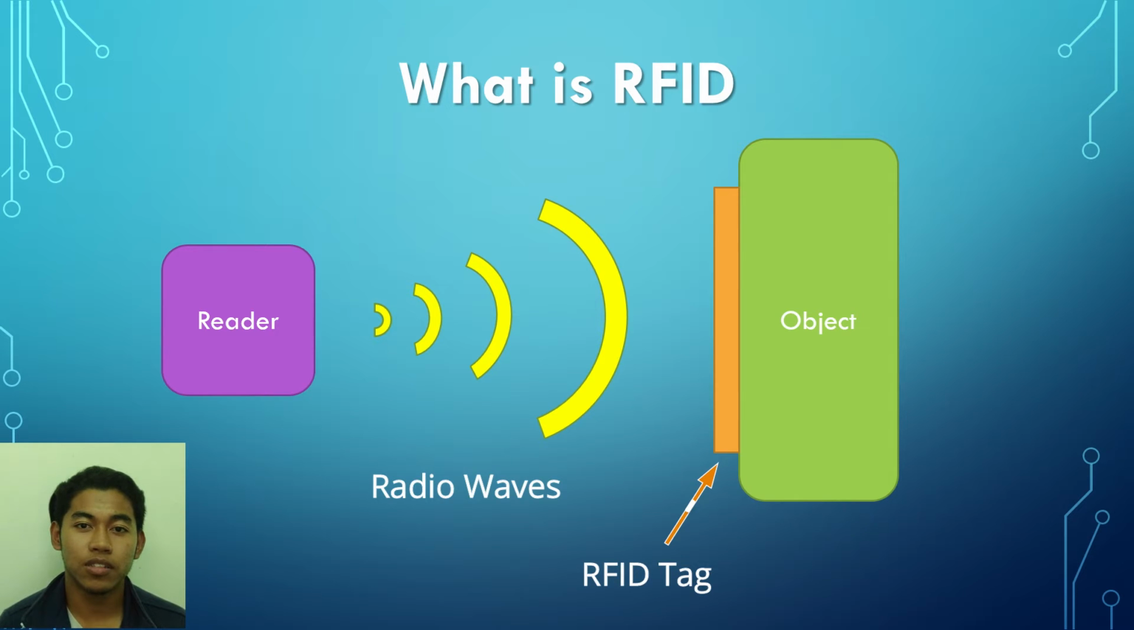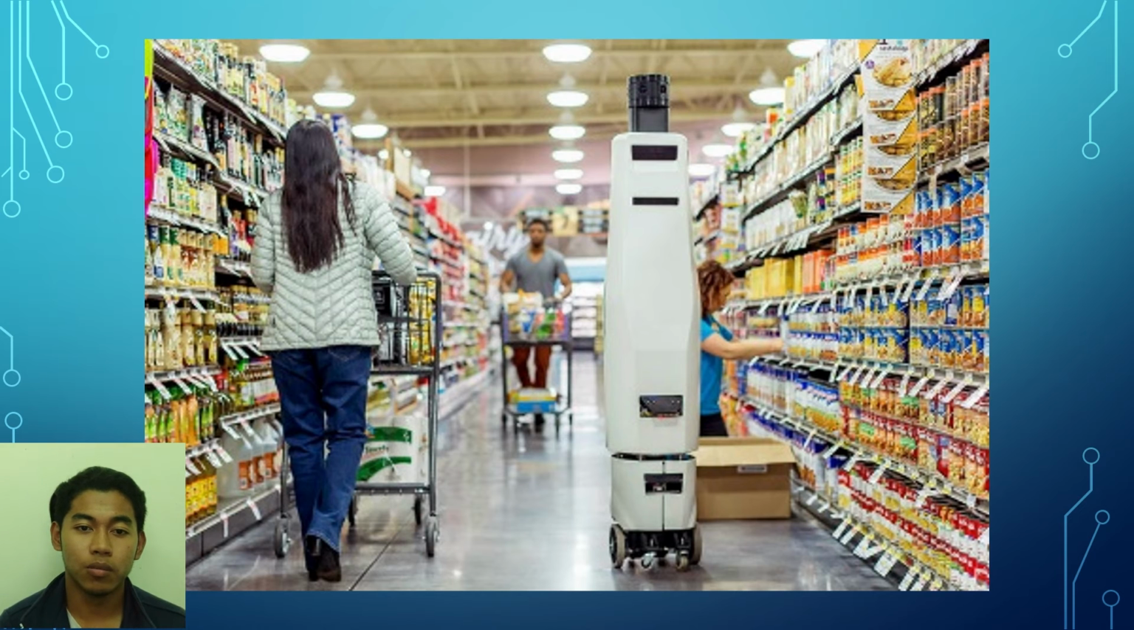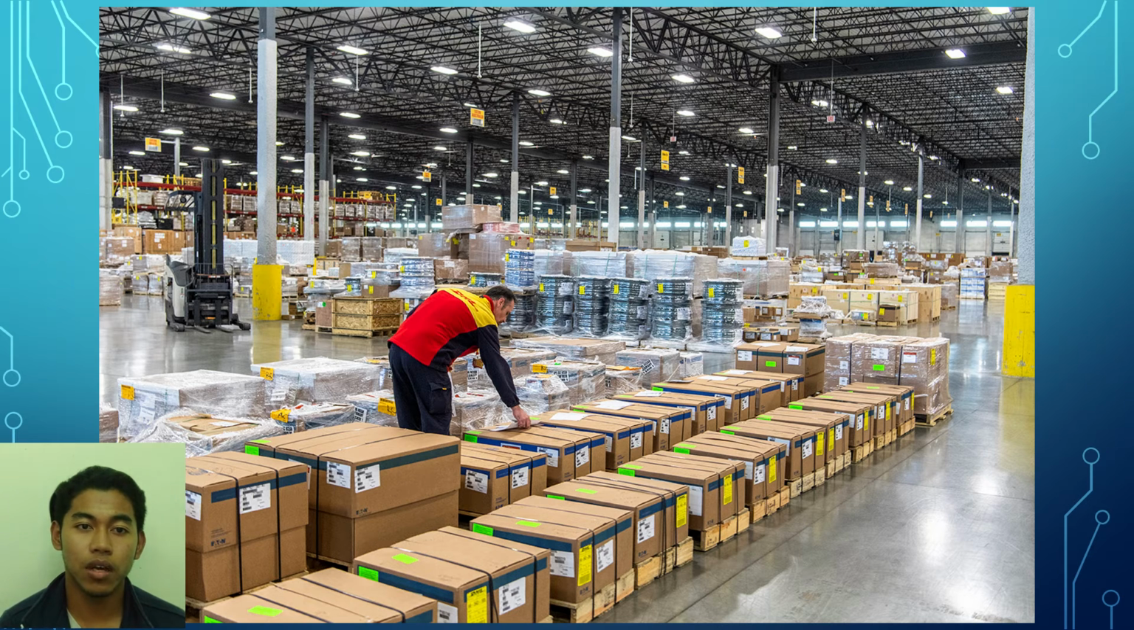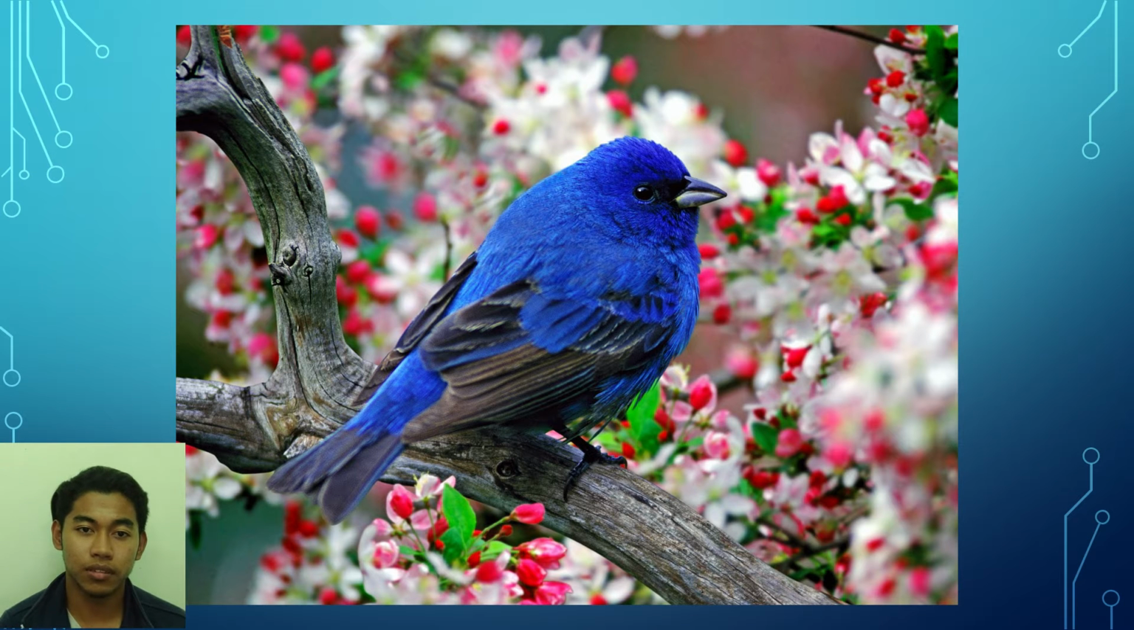This technology is used to automatically identify or track objects. The object could be anything. The object could be books in a library, or any item you are purchasing from a shopping mall, or the inventory of a warehouse, or maybe even your own car. Not only objects, it can be used for tracking animals as well as birds.